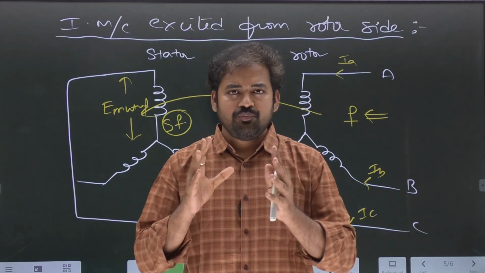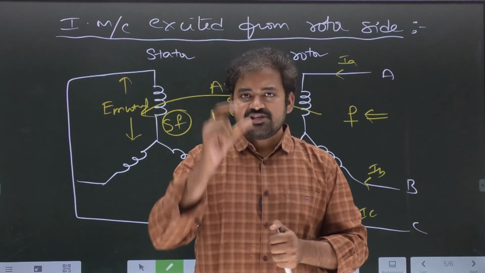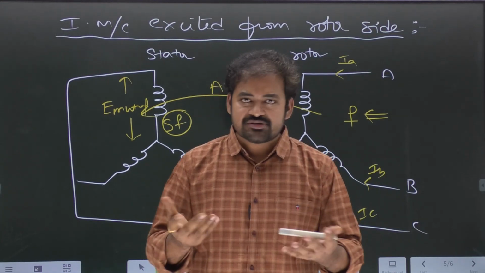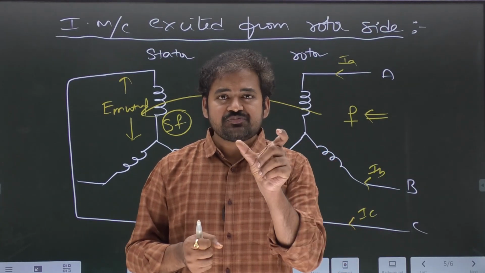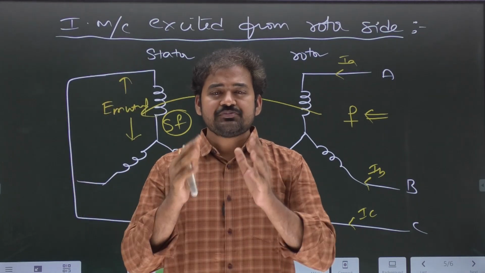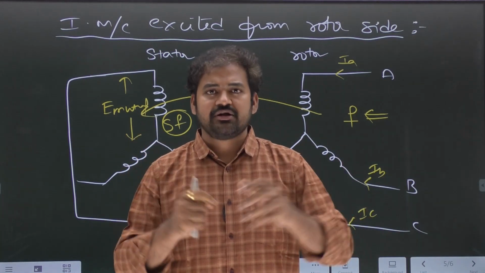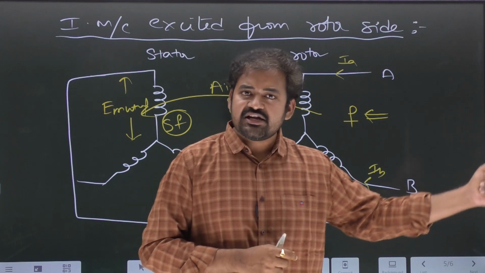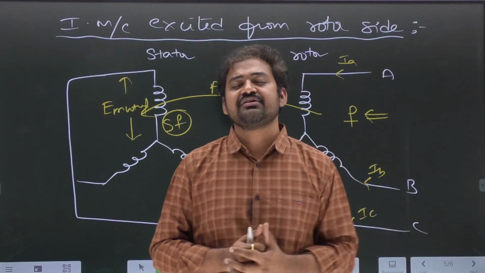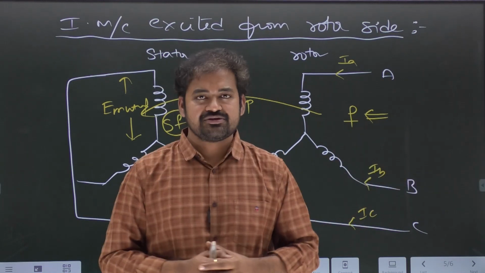Okay. So the point is very simple. Slip is defined as slip speed divided by synchronous speed. But what is slip speed is the question. If the machine is excited from stator side, slip speed is defined as the relative speed between stator field and rotor conductors. If the machine is excited from rotor side, slip speed is defined as the relative speed between rotor field and stator conductors.